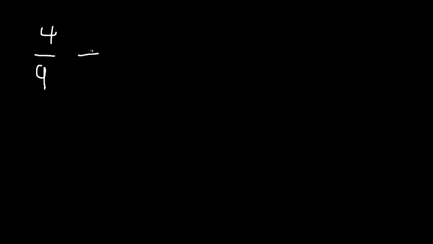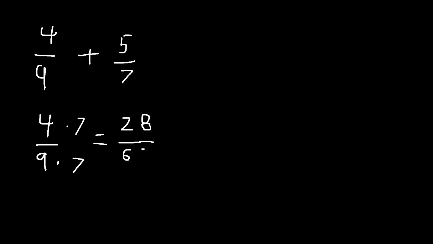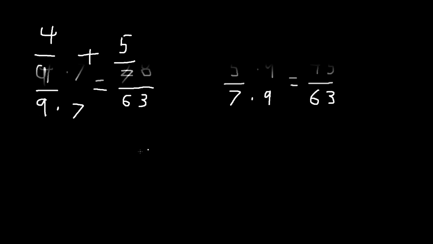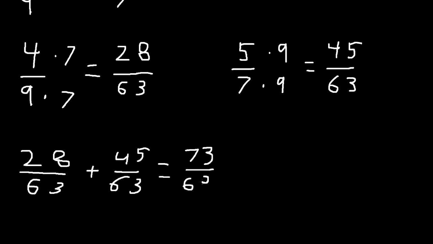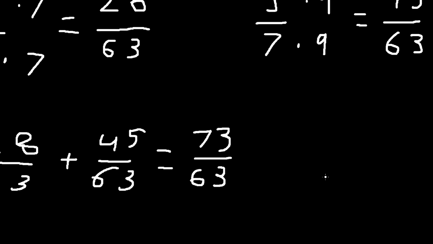Let's take some more complicated examples. 4/9 plus 5/7. First take 4/9 extended by 7, then 5/7 extended by 9, which is 28/63 plus 45/63, and that equals 73/63.